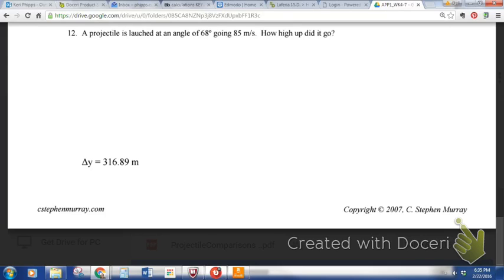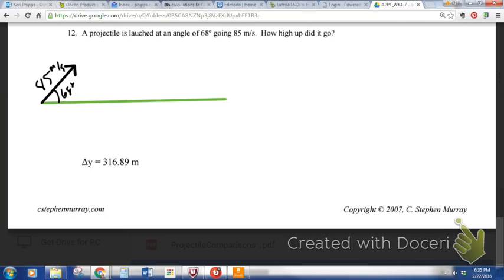So as always, we start by drawing it out. If our object is on the ground, and it is going to be shot up at an angle of 68 degrees, and it's going to be going 85 meters per second. So it was 68 degrees and 85 meters per second. And we have to figure out, how high does it go?